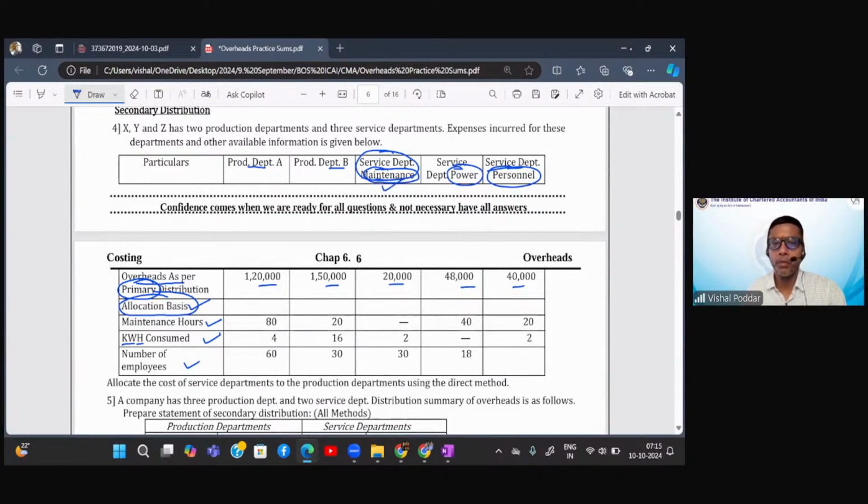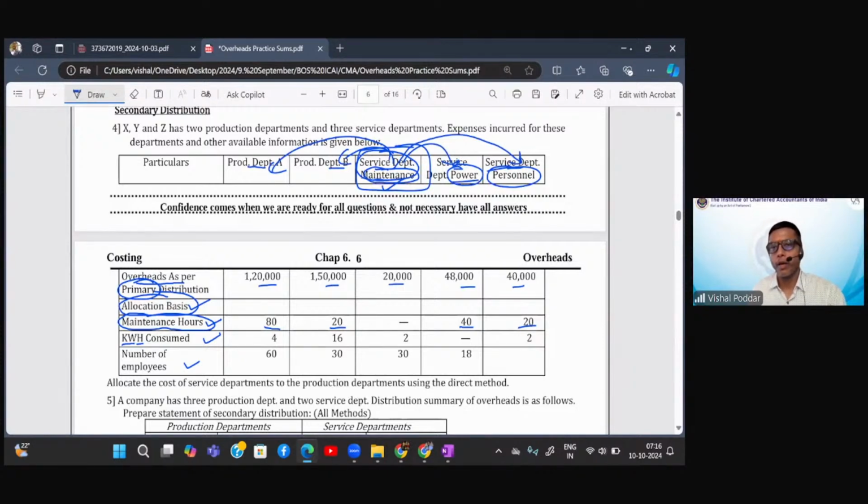Now, if the department is a maintenance department, what it is doing is repairs and maintenance of machines of different departments. So what could be the reasonable or proper base? It would be maintenance hours. So for the maintenance department, the basis that we are going to use is maintenance hours. Also, we need to identify to whom this service is given. This service is given to production department A, production department B, to the other service department power, and also to the other service department personnel. In short, maintenance is giving services to all other departments. Now this is interesting.